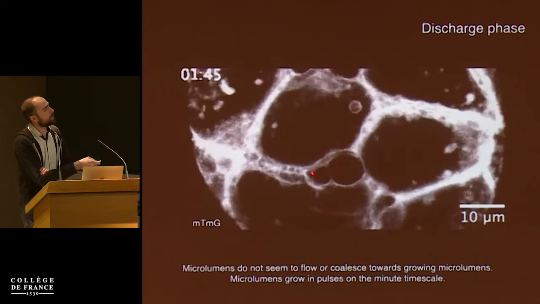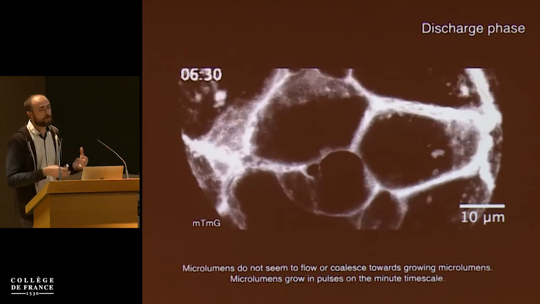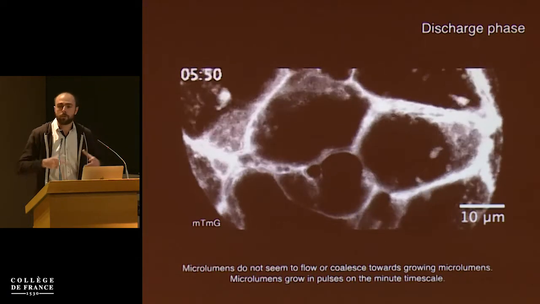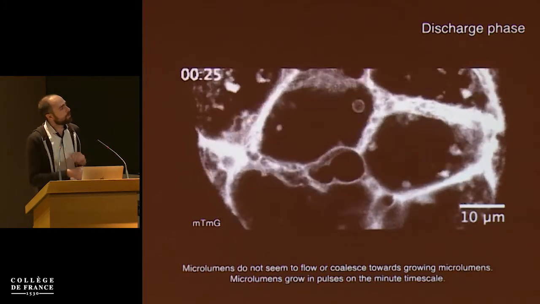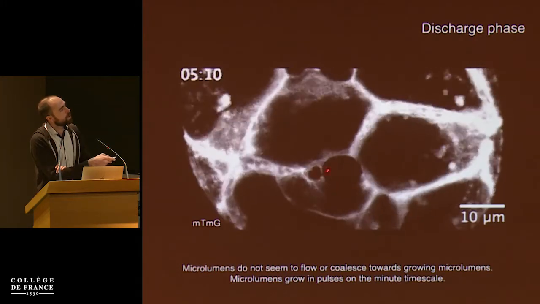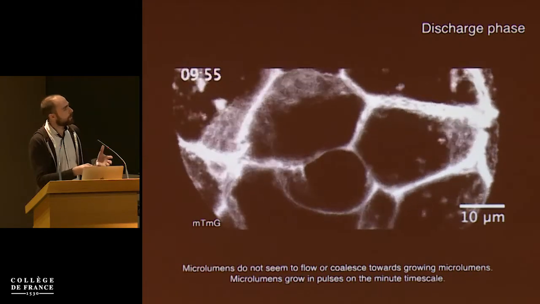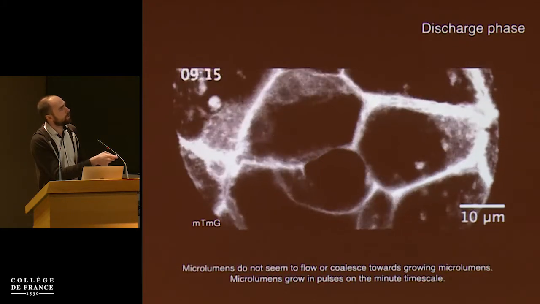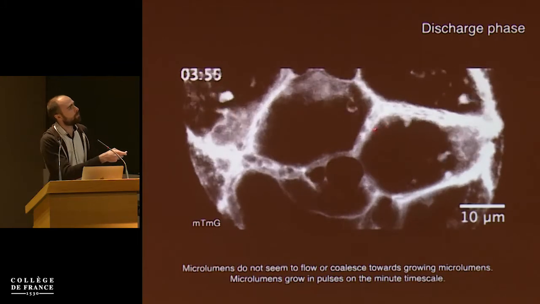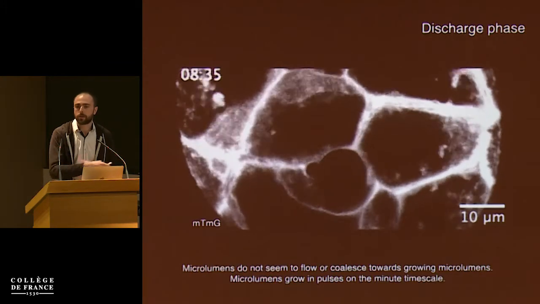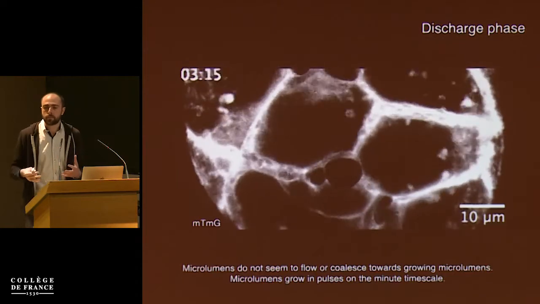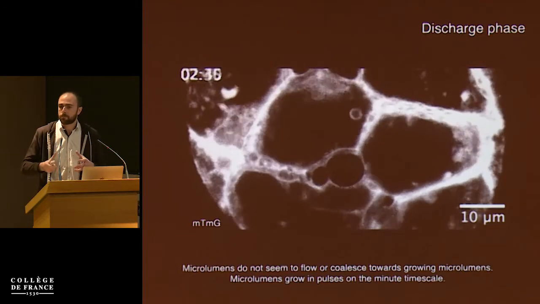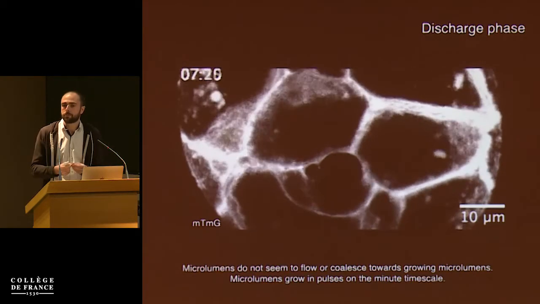And what you can see is that this microlumen is increasing in size on the time course of about 10 minutes. If you look with sufficient time resolution, you can actually see that there are pulses of growth of this microlumen in the center. What you can see as well is that this microlumen here is eventually merging with this one. There's some merging of the microlumens, but most of the microlumens which are in those junctions, which I hope you can see, do not seem to flow or coalesce together with the growing microlumen. It doesn't look like there's much flow of the microlumens themselves. Instead, what seems to be happening is that the microlumens are growing or shrinking.